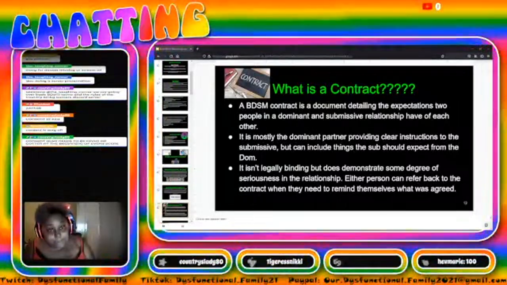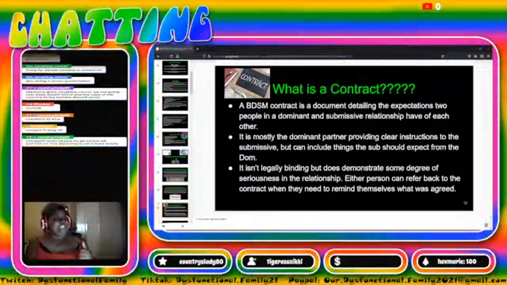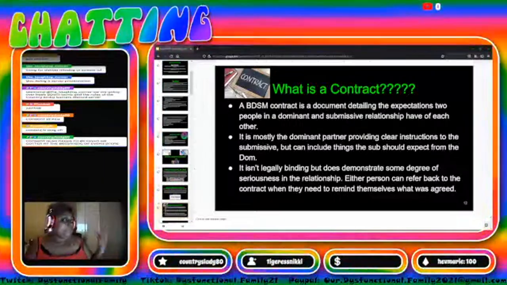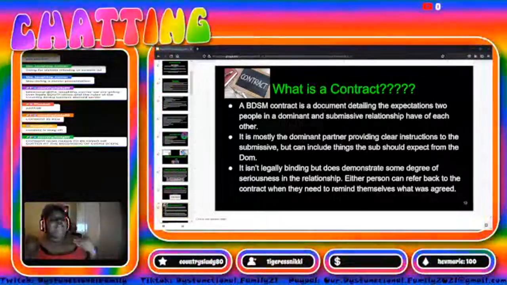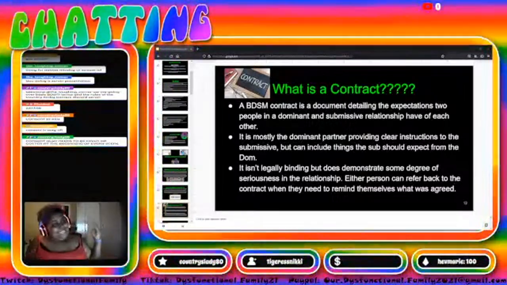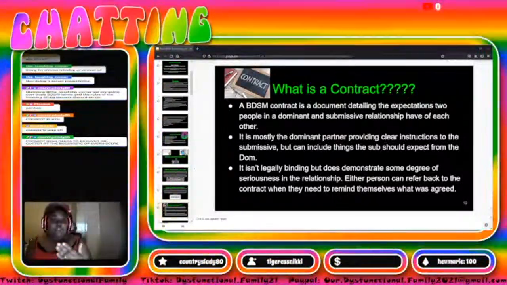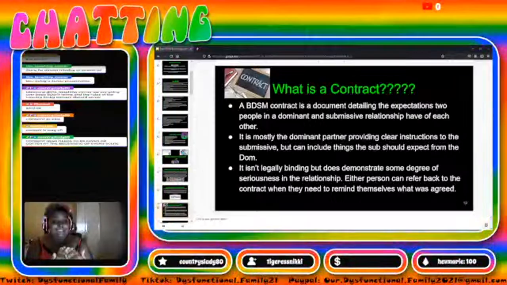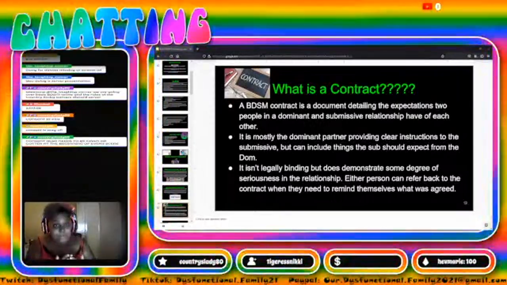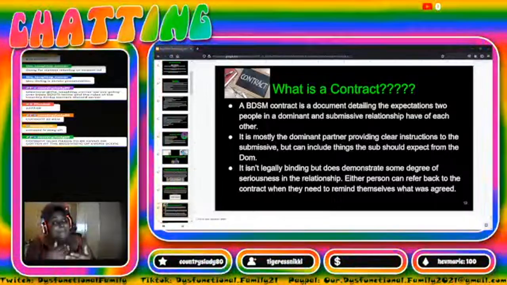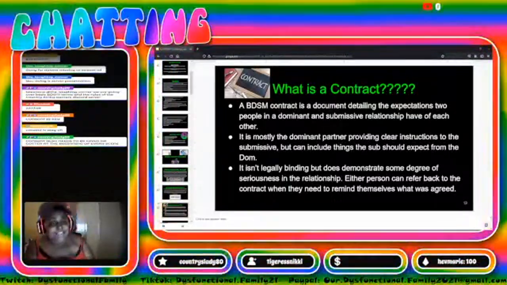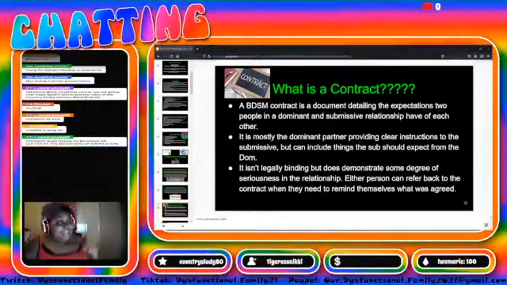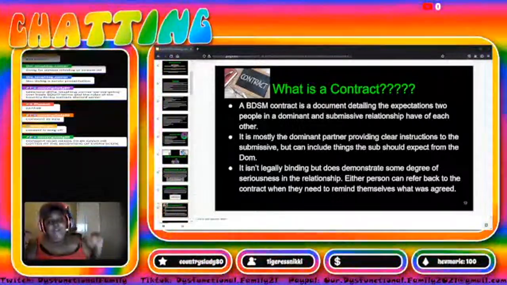So, you heard me bring up contract. What is a contract? It's a document detailing the expectations two people or more, whatever you're into, in a dominant and submissive relationship have for each other. Mostly, it's the dominant partner providing clear instructions to the submissive, but it also is things that the submissive expects from the dominant. This is not a one-sided coin. If anything, you all should remember that at the end of the day, that submissive is the one who holds the power over the entire dynamic. If that submissive says no, that dominant should respect their wishes and say, okay, no.